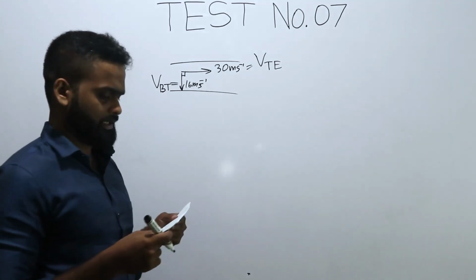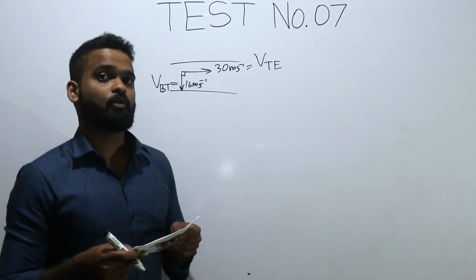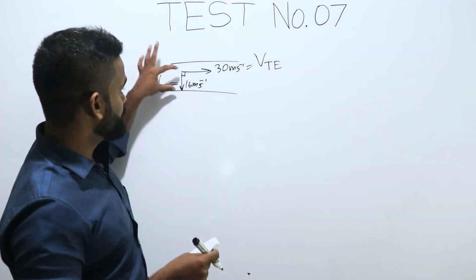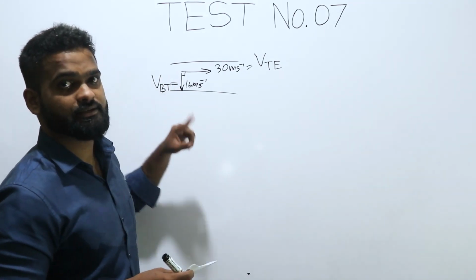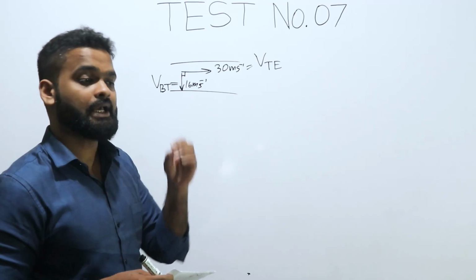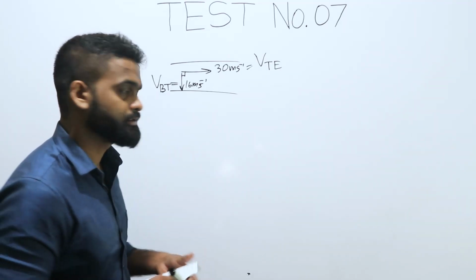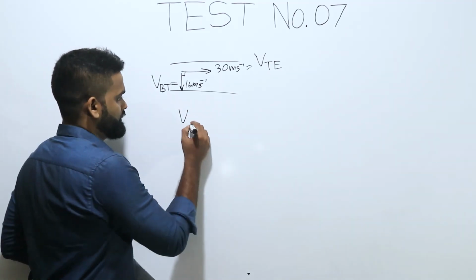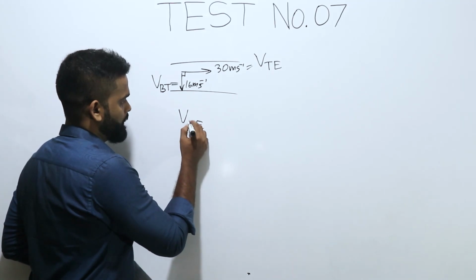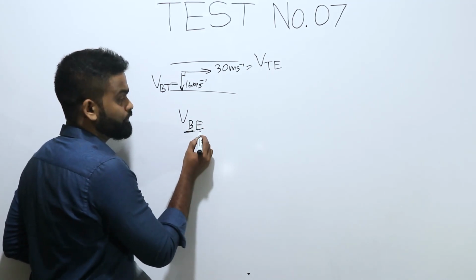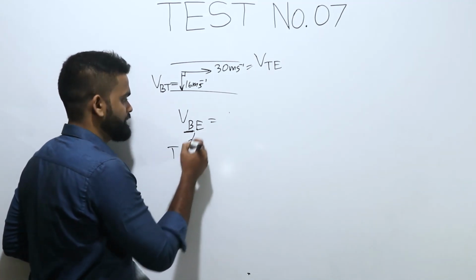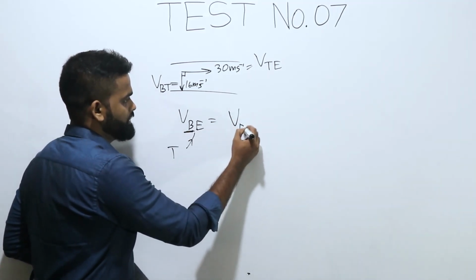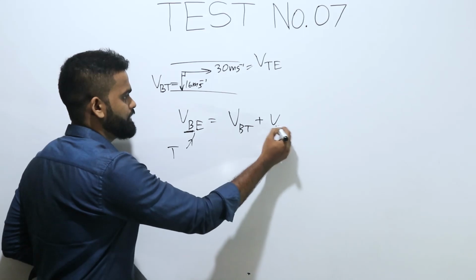So what they ask is the velocity of the ball relative to Earth. This velocity is relative to the train, right? But what they ask is the velocity of the ball relative to Earth. So we'll just apply this equation: velocity of ball relative to Earth. Just put a T here in between. Then this becomes V_BT plus V_TE.